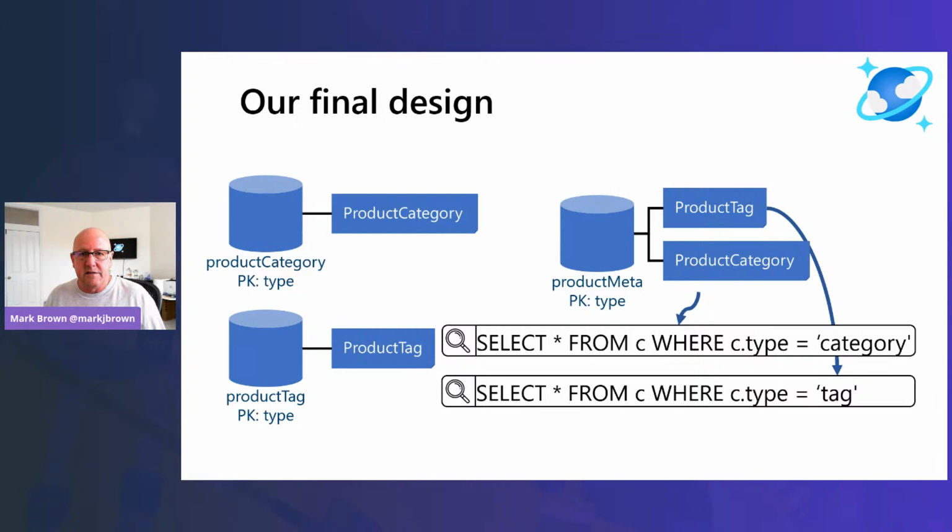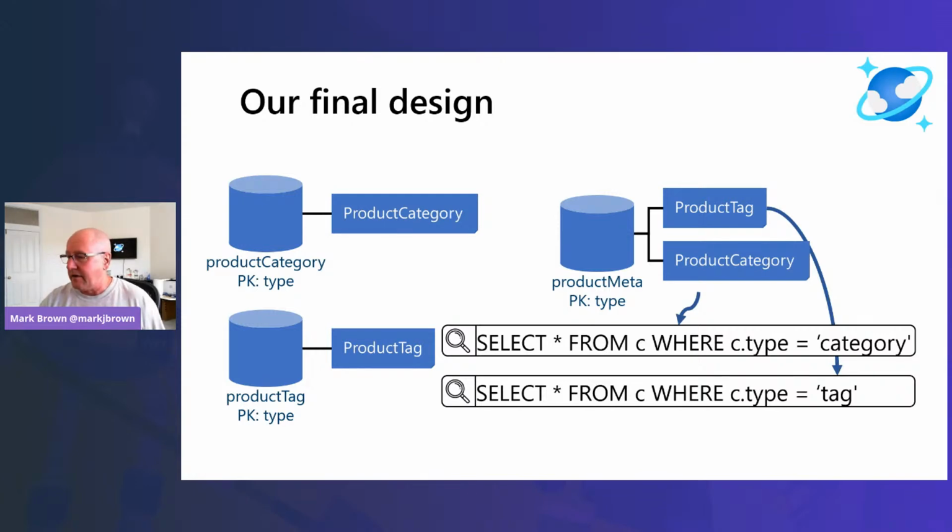because unless you're using shared throughput, every container needs its own throughput. But if I store it in the same container, I can do that. And this is actually a best practice for master data, or reference data: just store it all in the same container, and then use the type of data as its partition key.